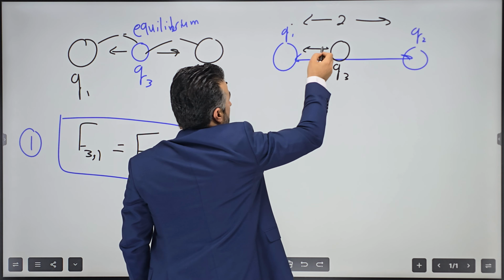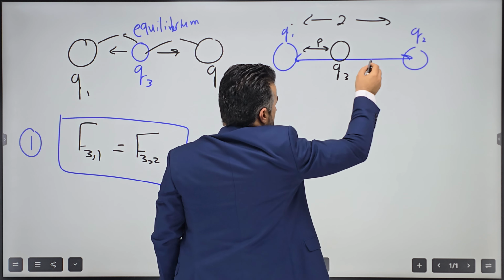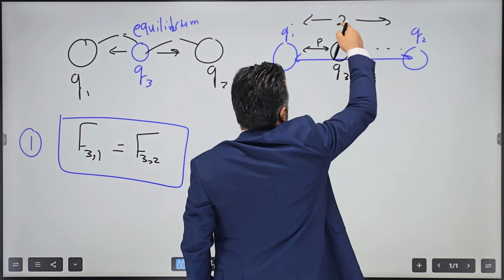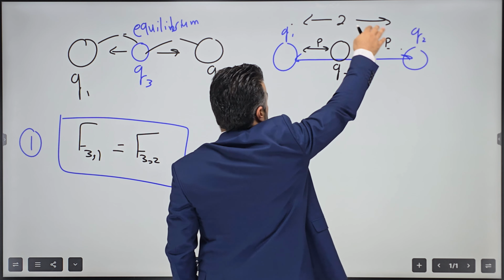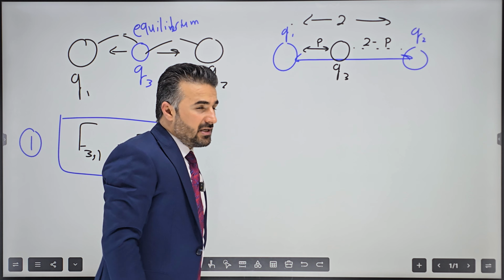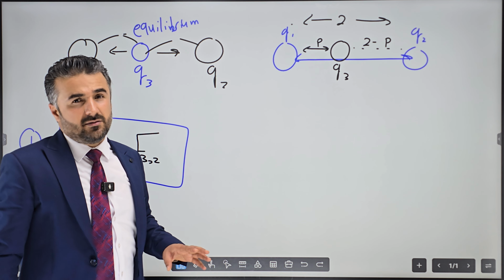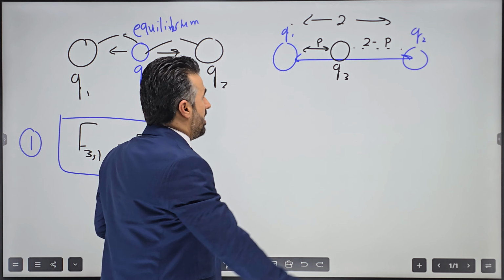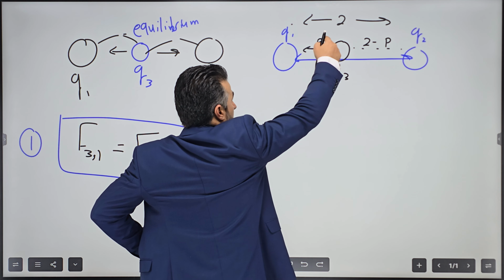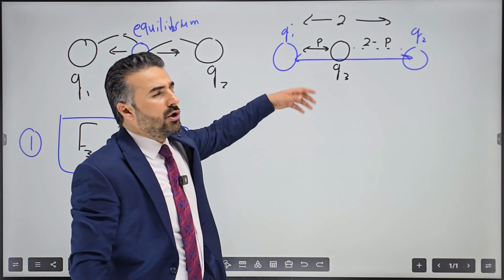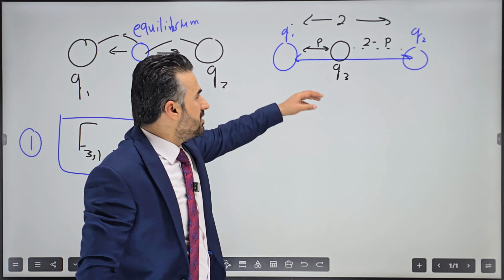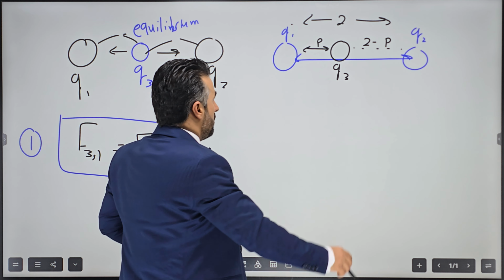So we call the distance from Q1 to Q3 P, and then the other distance becomes 2 minus P. It could be any other numbers. That will be the second point you need to do, regarding the distance. You can call it P, you can make it D, you can make it R, you could make it any other letter here. So we choose P as a distance here.